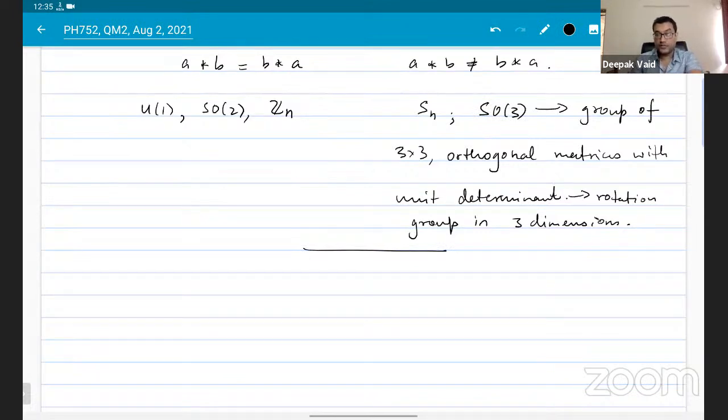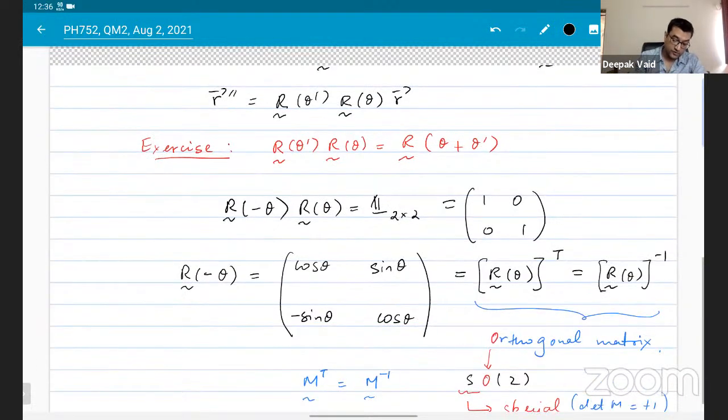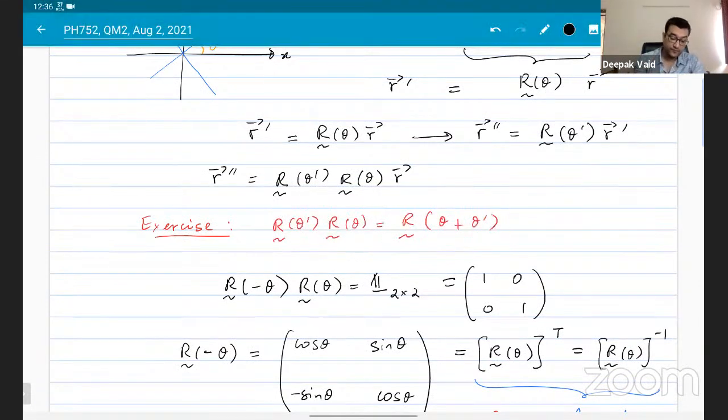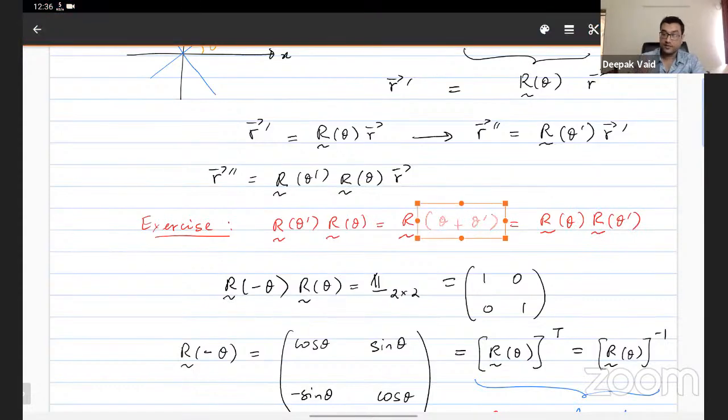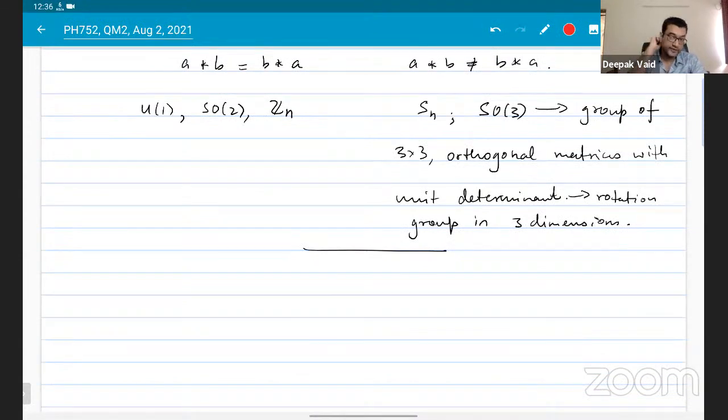So rotations in 3 dimensions. In 2 dimensions, rotations form an abelian group, right? You can take any rotation and another rotation and combine those two in any order, and you will get the same rotation, right? Because of this fact, R theta times R theta prime is just R theta plus theta prime, right? But rotations in 3 dimensions are not commutative.